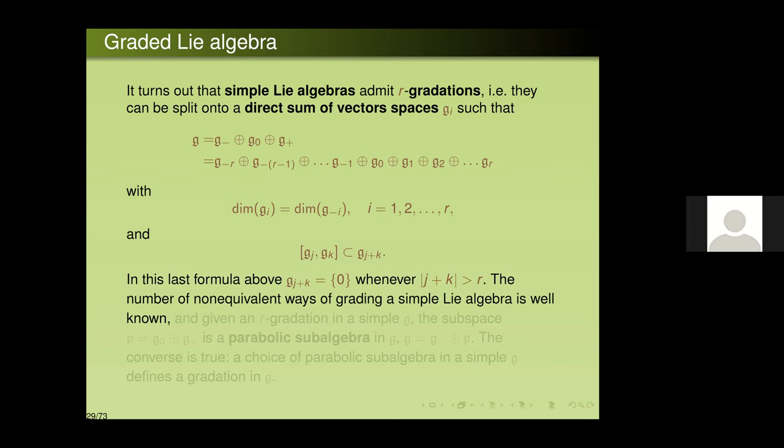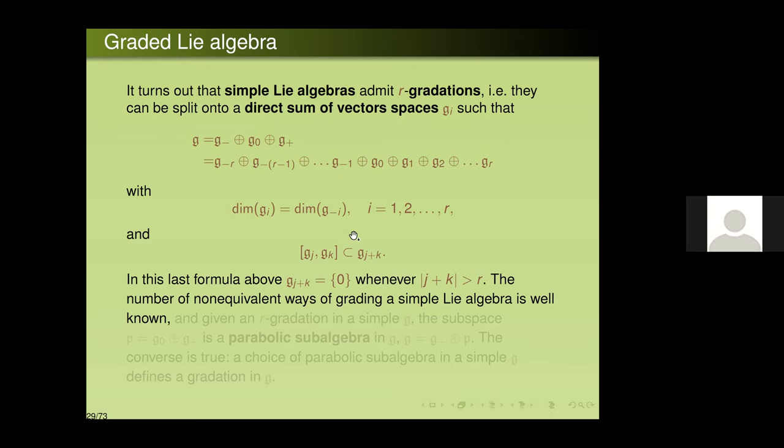Okay, so this is what I wanted to say. Every simple algebra admits such R gradations, and not uniquely; in principle there are many of these R gradations, but the number of non-equivalent ways of grading a simple algebra is well known. It turns out that if you choose one of these gradations, then the part G_0 plus G_plus, which starts from G_0 and goes to G_R, is a subalgebra due to this condition.